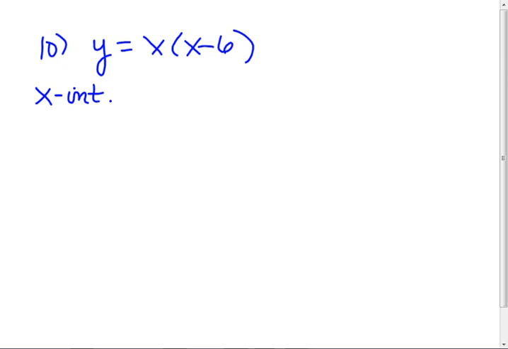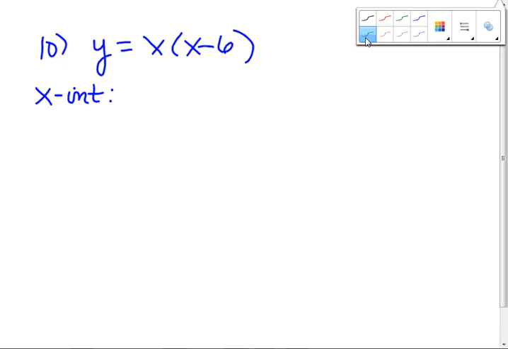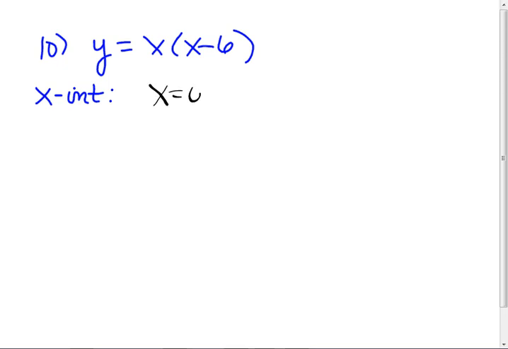Let's do number 10 on the yellow sheet, because that bothered a number of you. y equals x times x minus 6. Their answer for the axis of symmetry is wrong. So that's a problem. So let's find where the x-intercepts are. Some of you had problems with this on the test. Either x equals 0 or x minus 6 equals 0. A lot of you made up a lot of stuff for the 0.